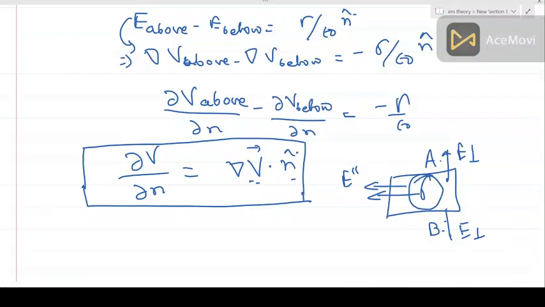In the next section, we will see the uniqueness theorem, the use of Laplace equations, and the energies due to continuous charge distributions.